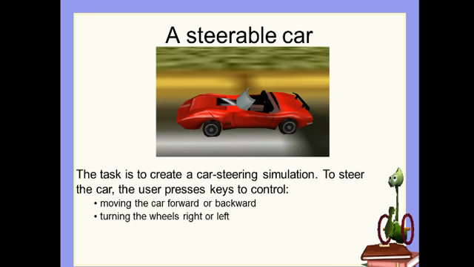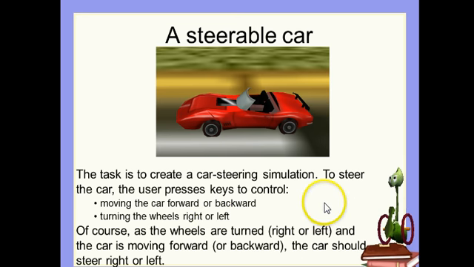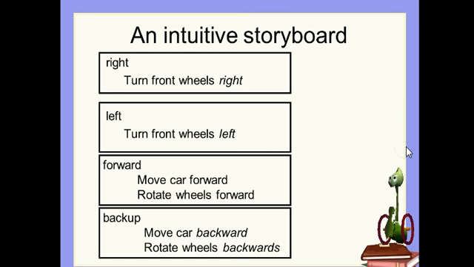The idea is that you want to create some sort of simulation that makes it look like it's steering, and we're going to press the keys to control moving the car forward or backwards and turning the wheels right or left. So it's really going to look realistic. It's not going to slide around. Now, what's going to happen is as the wheels are turned and as the car is moving forward, of course, that means that the car is going to steer to the right or the left. So like I said, it'll look straightforward. Okay, probably this is pretty intuitive.